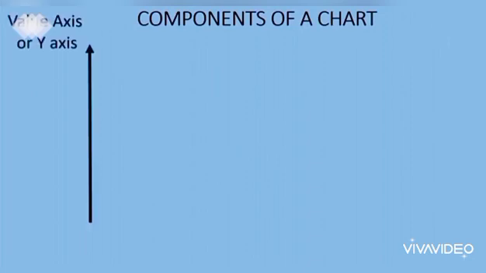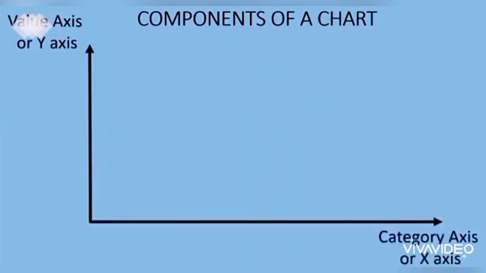Now, the y-axis or the value axis is the vertical axis used to plot the values. You have also done this in maths. You create x-axis and y-axis when you draw graphs, right? So here in Excel, the y-axis is called the value axis, which is the vertical axis, whereas the x-axis is known as the category axis, which is the horizontal axis.